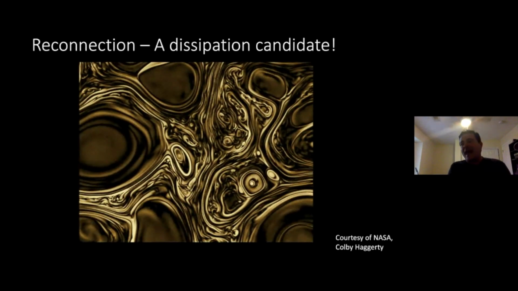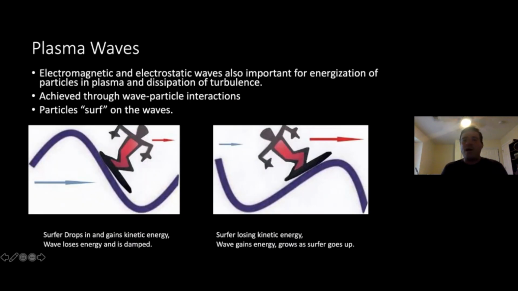Now, another thing that can happen is when you start getting down to kinetic scales and you have smaller and smaller currents and the electrons are decoupling from the protons in a plasma, you can get waves that can send energy away from the system as they propagate away. The waves can also heat particles. And so this occurs in something that we call wave-particle interactions. And so you can have electromagnetic or electrostatic waves that are very important for the energization of particles in a plasma as well as the dissipation of turbulence.